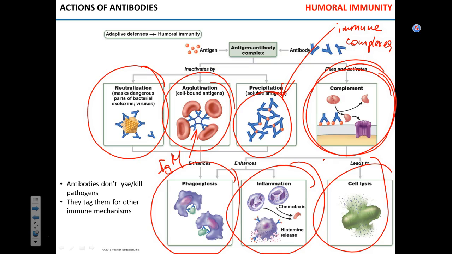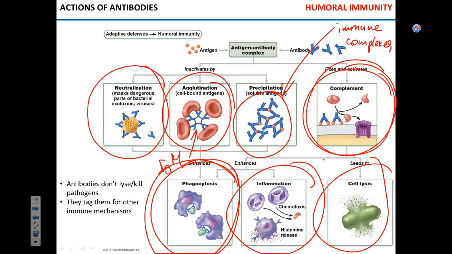So let's review mechanisms. Antibodies can neutralize. Antibodies can agglutinate. Antibodies can precipitate. They can fix complement, which leads to the cell lysis. Fixation of complement will also lead to increased inflammation. And antibodies per se generally can opsonize and stimulate phagocytosis. Does that make sense? You have to know these mechanisms.